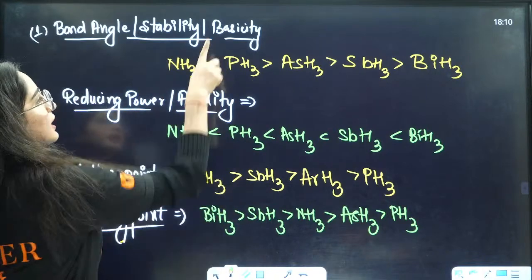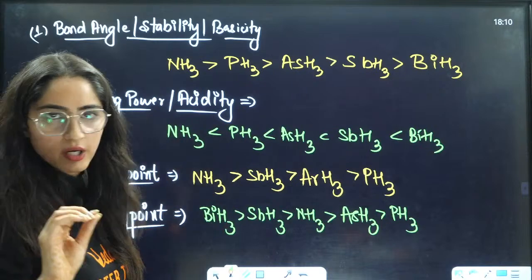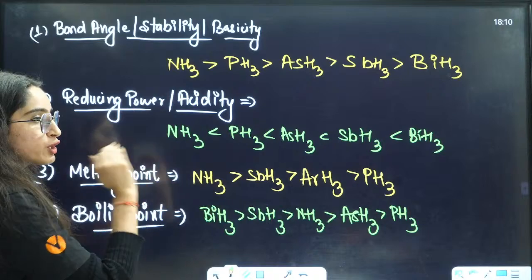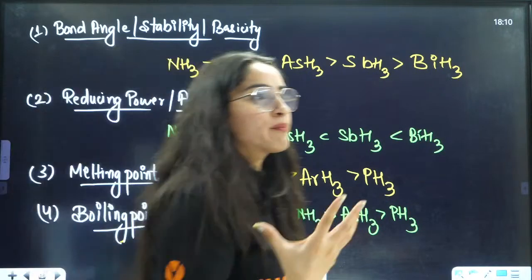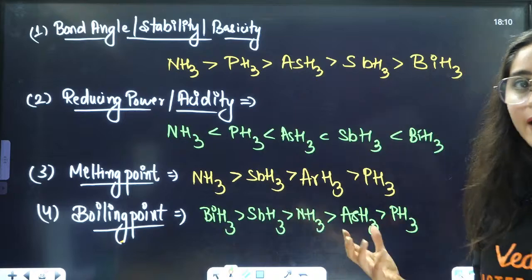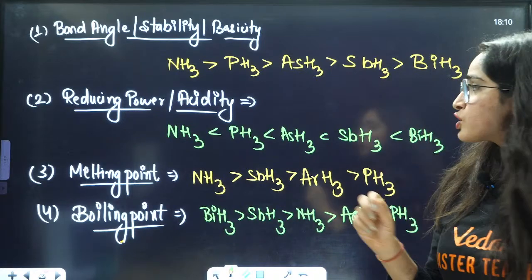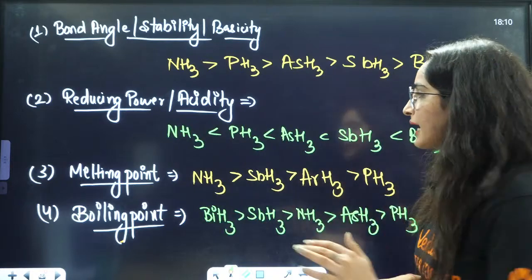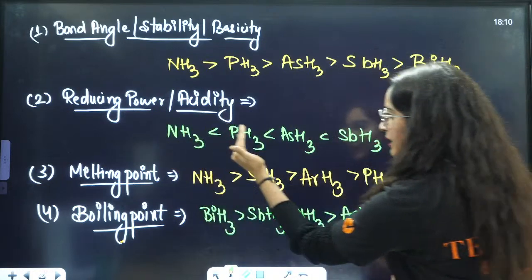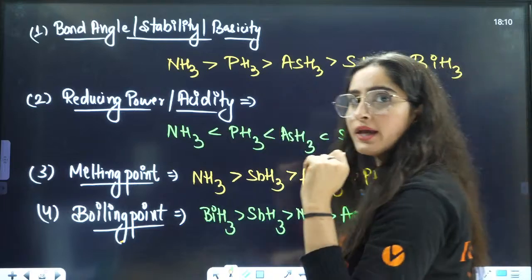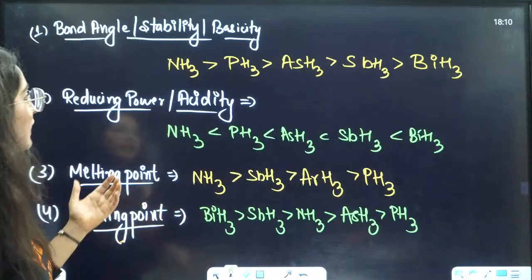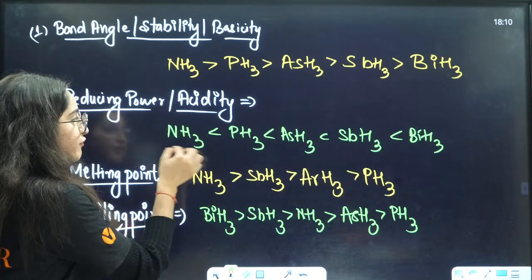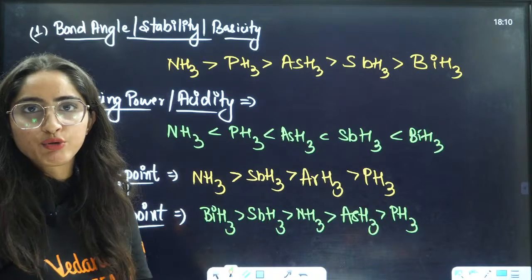Now basicity and acidity are opposite to each other. Now let us understand reducing power. Reducing power means to reduce something and itself get oxidized. So basically reducing power and acidity are the same thing only. That is why it is going to increase down the group. The reason is simply acidity: because of the hydrogen bonds here, it is very difficult for this NH3 to lose that hydrogen.